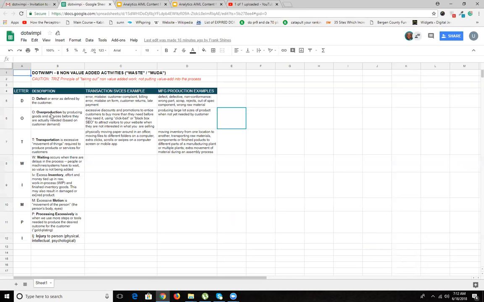So DOT, transportation. T stands for excessive transportation or movement of, say, that inventory that we just created more of because we overproduced something that the customer wasn't willing to buy. If you can make this larger, it'll be easier for people to see there. You have to drill in. And so then on W, waiting. Waiting, we talked about before.